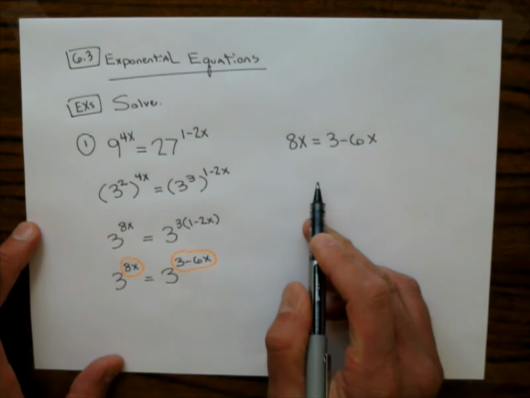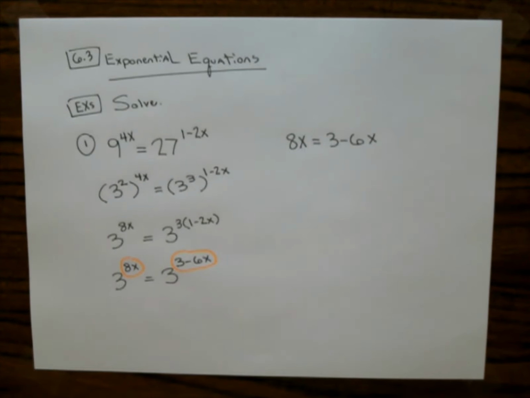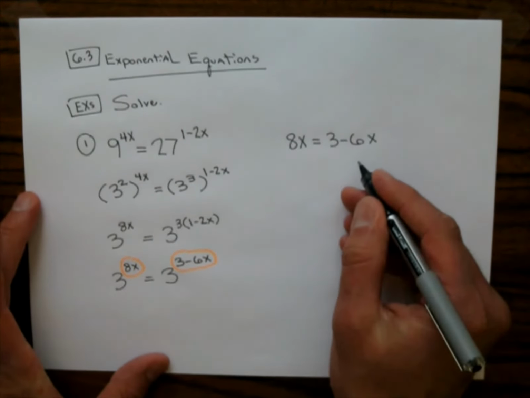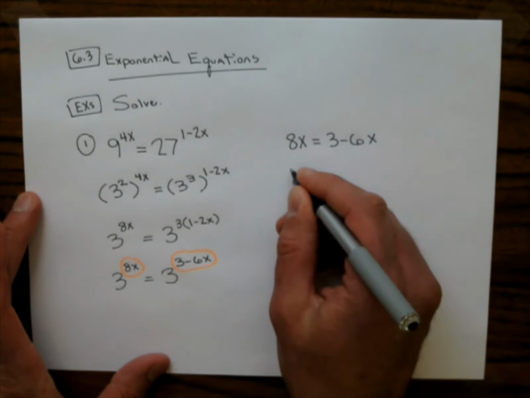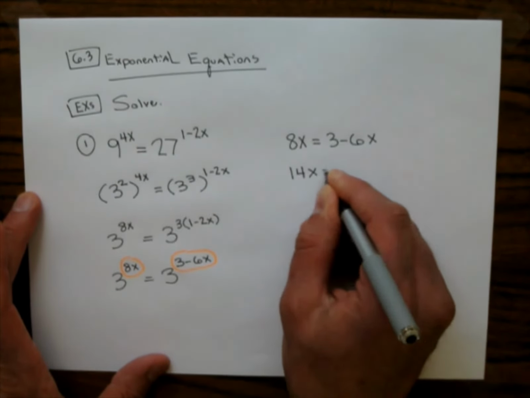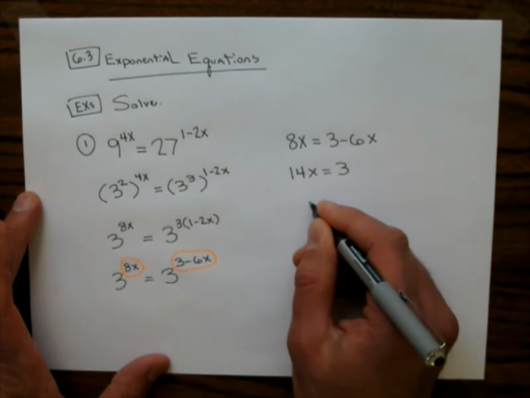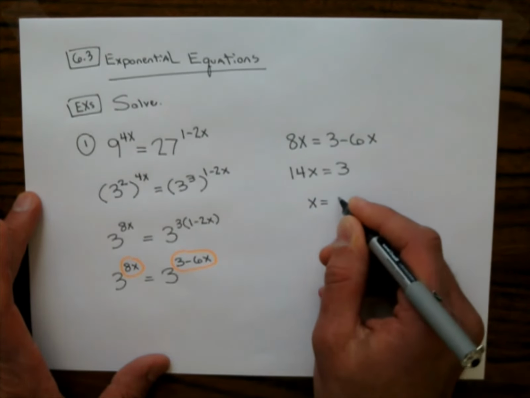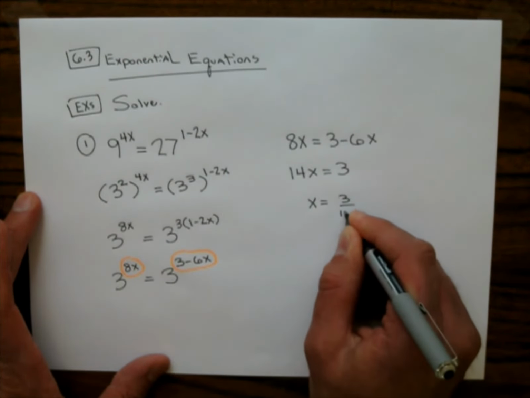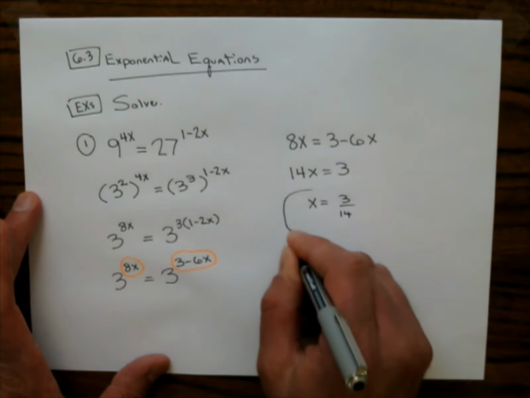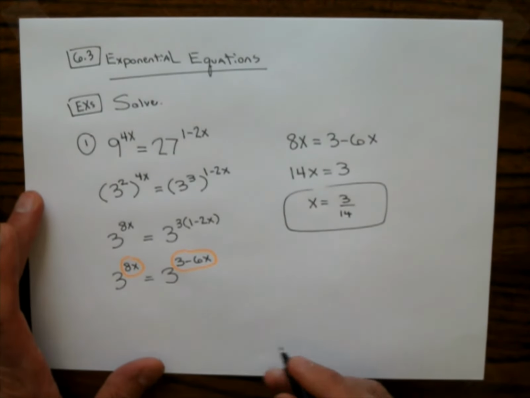And now I'm going to go ahead and solve for x. I'm going to add 6x to both sides. I'm going to divide by 14. So x is 3 over 14. There's your answer.